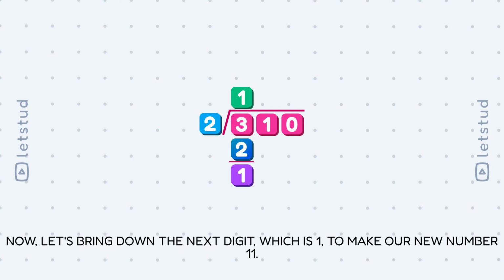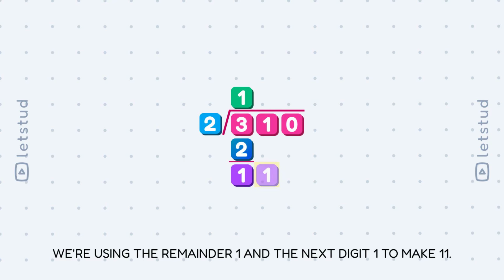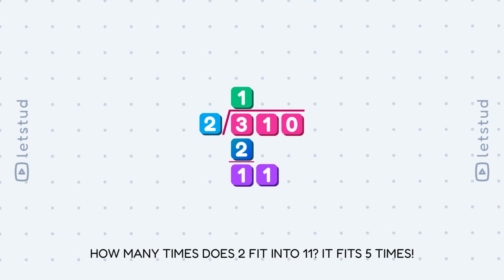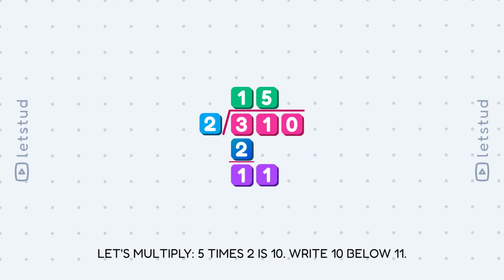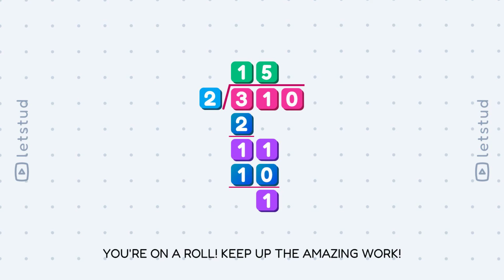Now let's bring down the next digit, which is 1, to make our new number 11. Next up we have the number 11. Look at that, we made a new number. We're using the remainder 1 and the next digit 1 to make 11. How many times does 2 fit into 11? It fits 5 times. Let's multiply: 5 times 2 is 10. Write 10 below 11. Subtract again: 11 minus 10 equals 1. We have a remainder of 1.